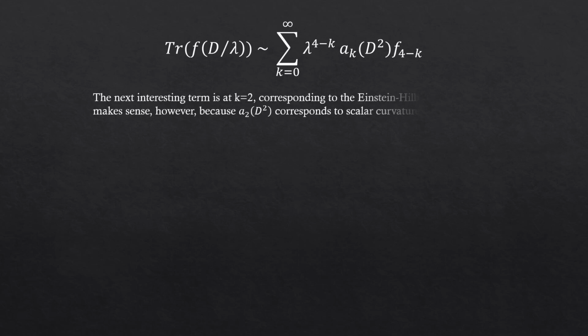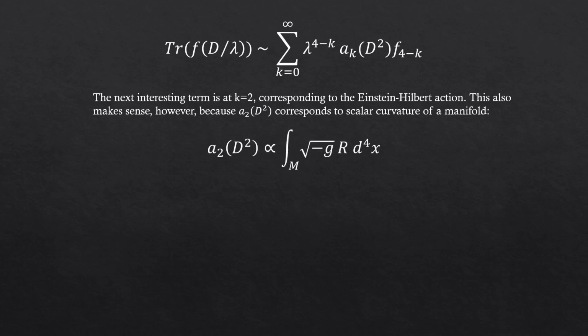The next interesting term is also an even term at k equals 2, corresponding to the Einstein-Hilbert action. This also makes sense, however, because a sub 2 of D squared corresponds to scalar curvature of a manifold in general. And well, of course, that's what the Ricci curvature scalar is for.